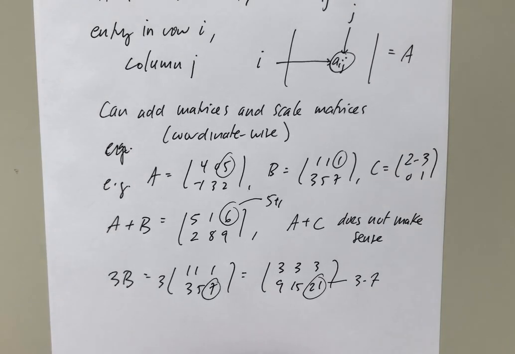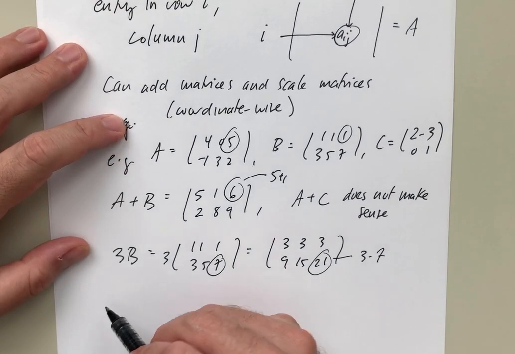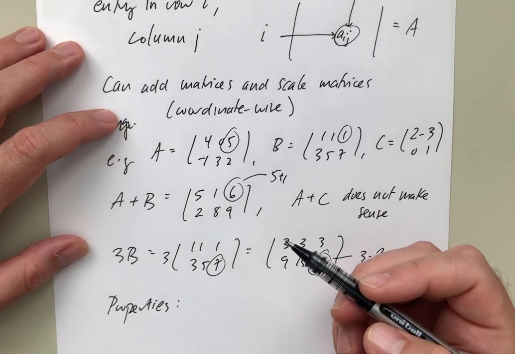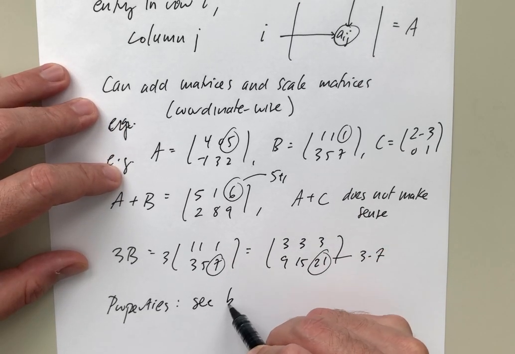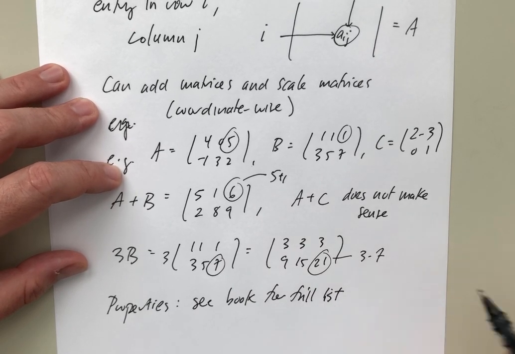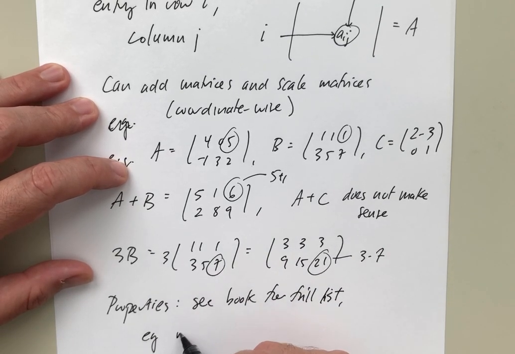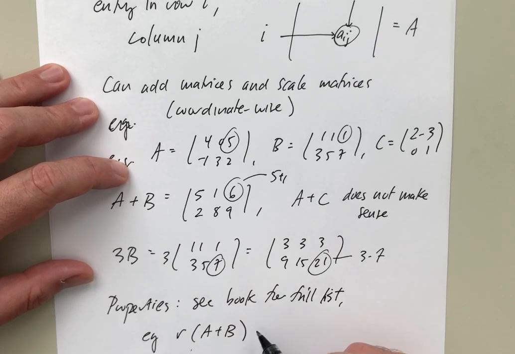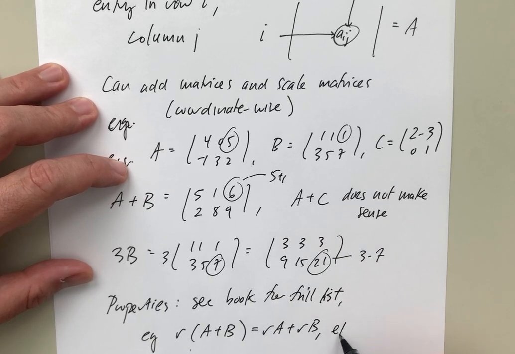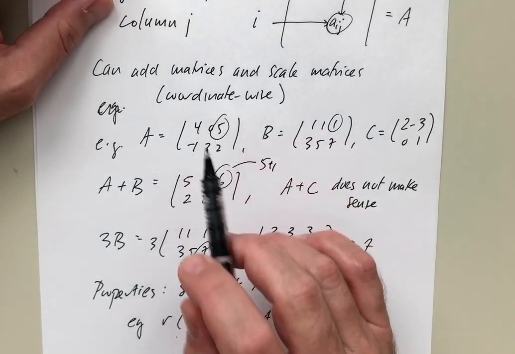Okay, so again, usual story. This is how we added vectors and scaled vectors. The properties that they satisfy, I'm not going to list them all here, but I'll let you check the book. So see the book for the full list. But for example, you have something like a distributive law that says if you take the sum of two matrices and scale them, that's going to be the same as taking the sum of the two scaled matrices, etc. So that's the idea of adding two matrices and scaling a matrix.